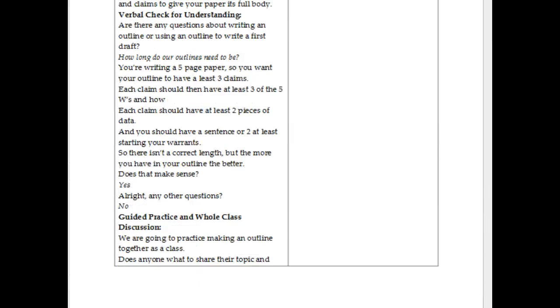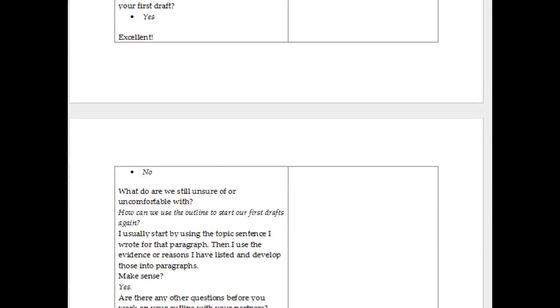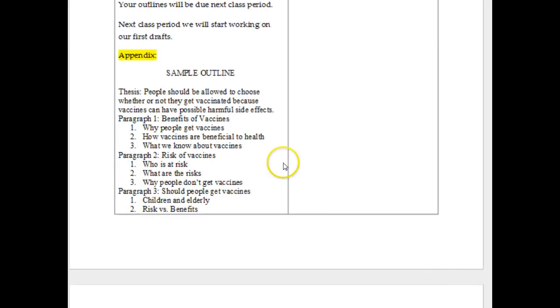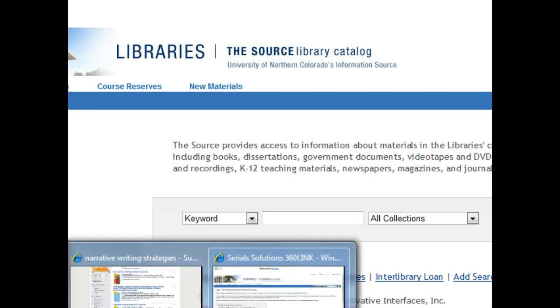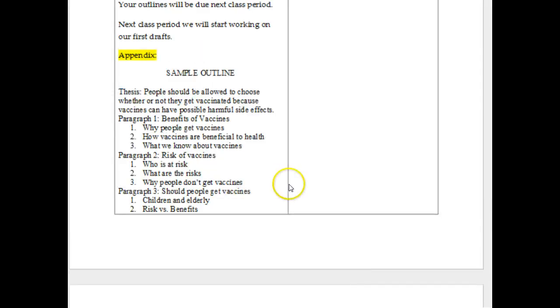So let me scroll down to your appendix down here. Excellent. So the only thing I would probably add to there is benefits of vaccines, why people get them, how they're beneficial, what we know, and then maybe add a number 4, like refutation. A lot of people think that we shouldn't get vaccines, but blah, blah, blah. Oh, sorry about that. Hold on. Sorry. There we go. Or maybe the refutation all comes inside of risks of vaccine.